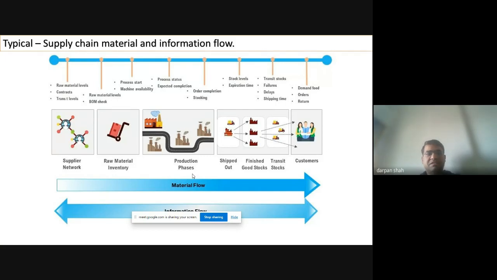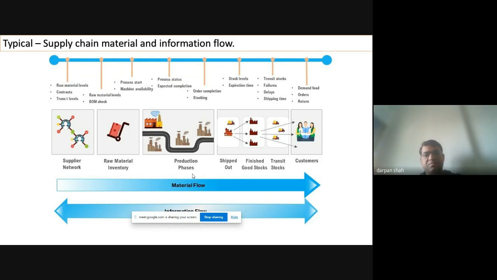So it basically starts with availability of all the raw material, contracts, discussion, sign off with the suppliers, and then BOM, bill of material, checking with respect to what is exactly required by the OEM from the supplier. Based on that, the processes are started. Based on that, the facilities, machine availabilities, all the things are there at the supplier end.